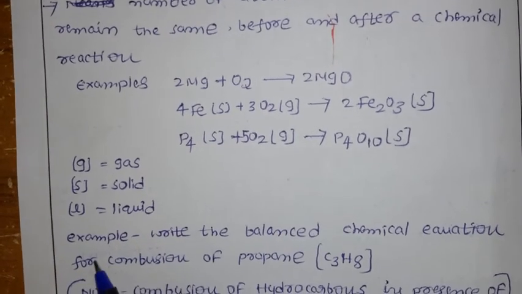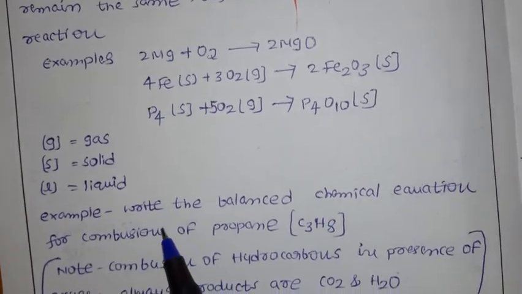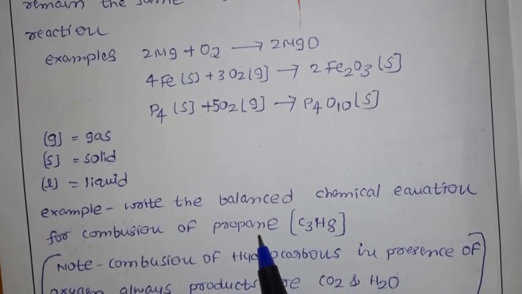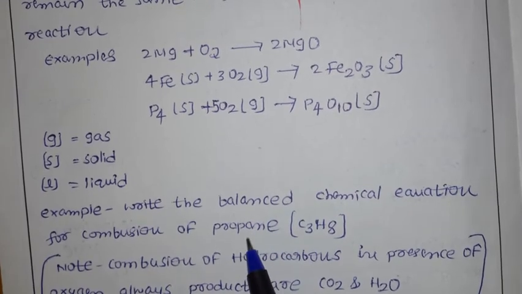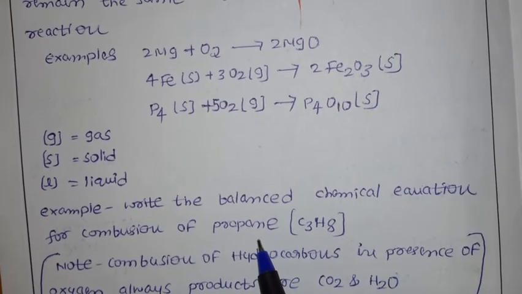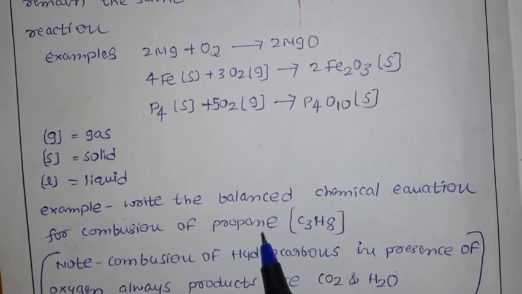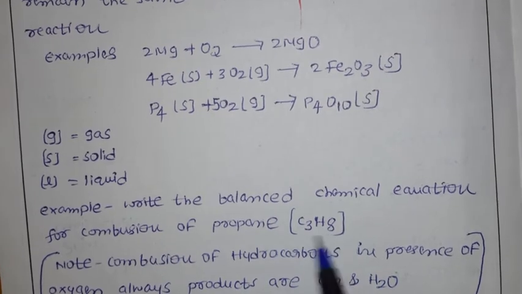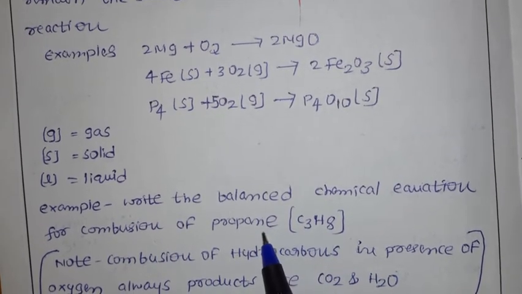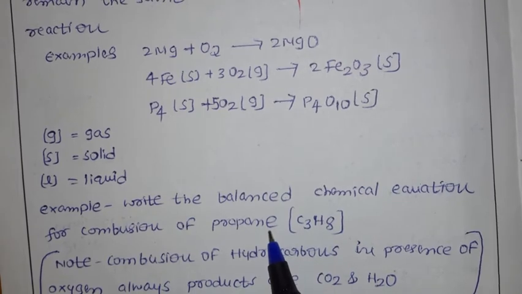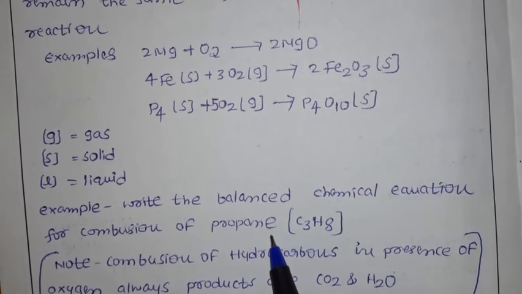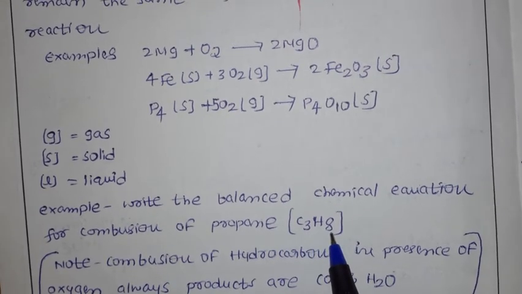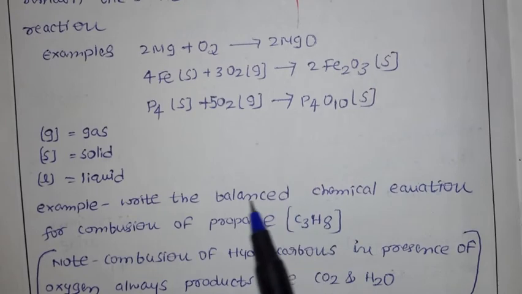Now if you take one example: if someone asks you to write the balanced chemical equation for the combustion of propane, first you should know the formula of propane. The propane formula is C3H8. Why? Because propane is an alkane, and the alkane general formula you know very well: CnH2n plus 2. Prop means the number of carbon atoms is 3. If you substitute 3 for n here, what formula do you get? C3H8 is the formula of propane.